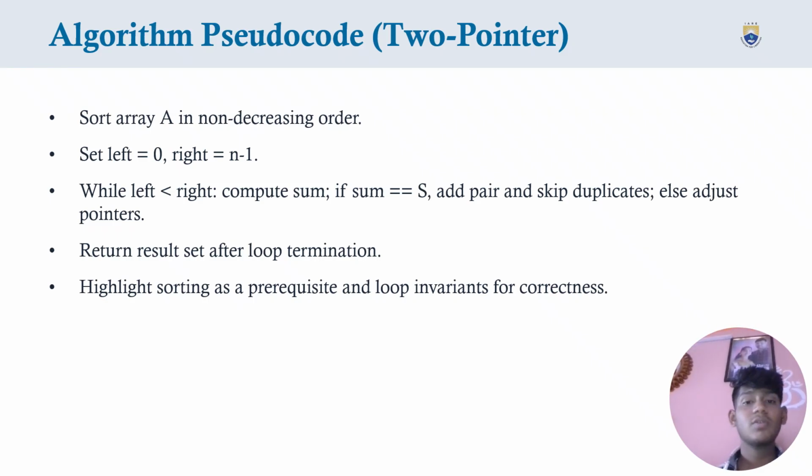Algorithm pseudocode for two pointer. Sort array A in non-decreasing order. Set left is equal to 0, right is equal to n minus 1. While left is less than right, compute the sum. If the sum is equal to s, add the pair and skip duplicates, else adjust the pointers. Return the result set after loop termination. Highlighting sorting and loop invariants for correctness.